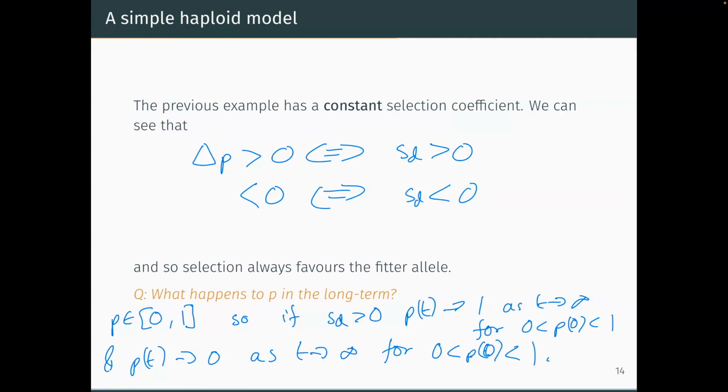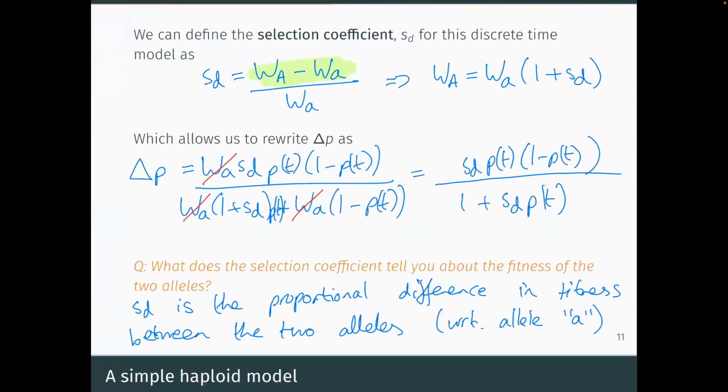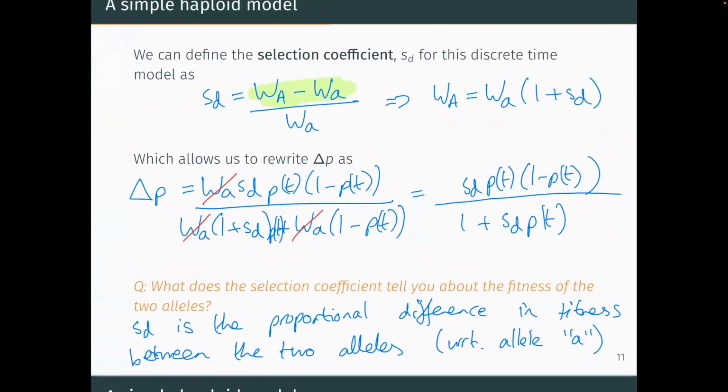Because if we go back up to our equation here, if either P of T is equal to 0 or P of T is equal to 1, delta P is always equal to 0, regardless of what our selection coefficient is. So even if you've got a very, very strong selection coefficient, maybe I'll ask this as a question. Why doesn't it go anywhere? What assumption do you remember that we had right at the beginning?